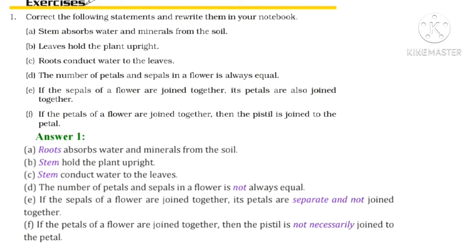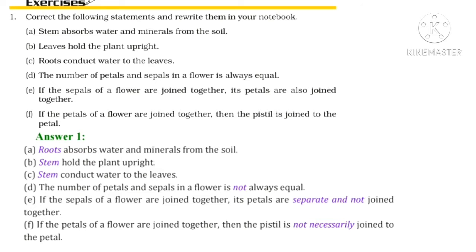First sentence, stem absorbs water and minerals from the soil. What is the mistake in this sentence? Yes, instead of stem you have to write roots. So rewrite the sentence as roots absorb water and minerals from the soil. Second sentence, leaves hold the plant upright. Yes, instead of leaves you have to write stem. So stem holds the plant upright.